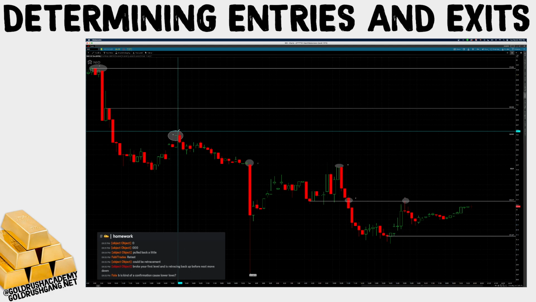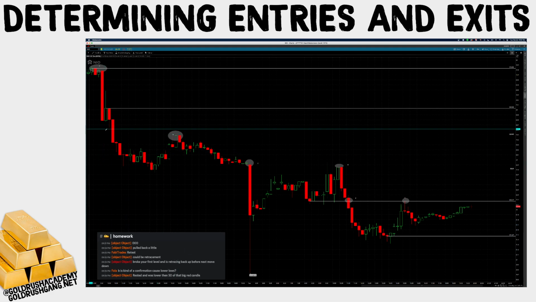Let's see. Okay. I saw Spider was, oh, there we go. Retested, rested and was lower than the 50% of that big red candle. Okay. Nobody's wrong. I mean, you all essentially said exactly the same thing.